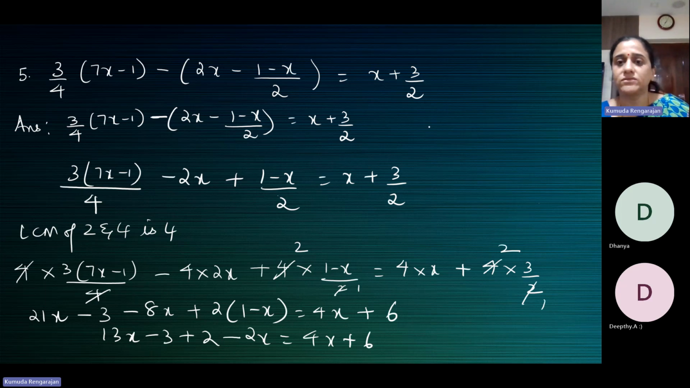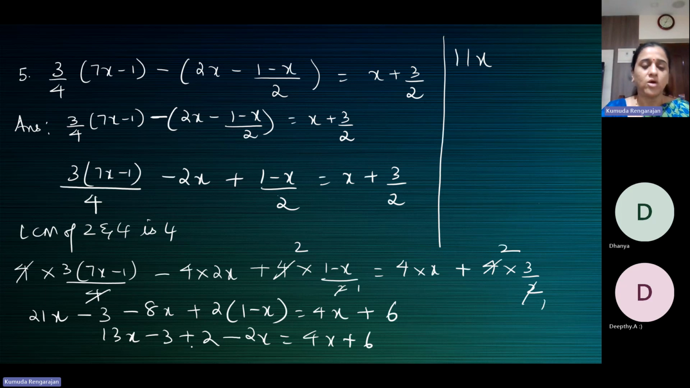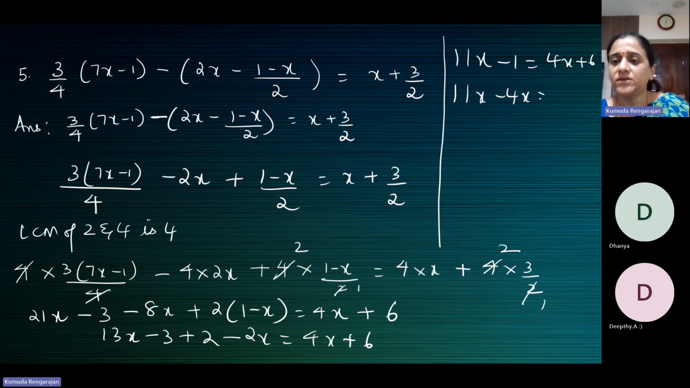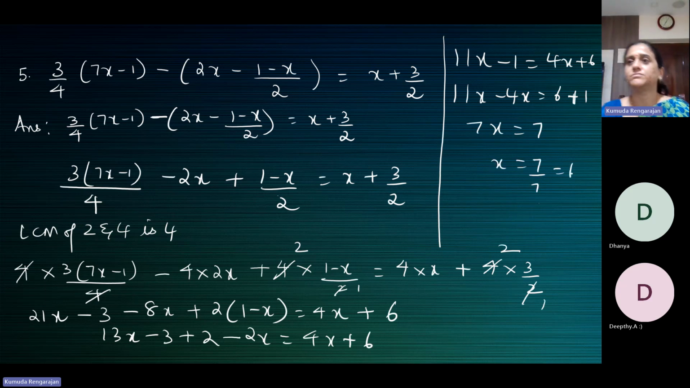13x minus 2x is 11x. And on the LHS, minus 3 plus 2 minus 1 is equal to, on the RHS, nothing. Write it as it is. Now transpose. 11x minus 4x is equal to 6 plus 1. So 7x is equal to 7. x is equal to 7 by 7, which is 1. All right, write down.